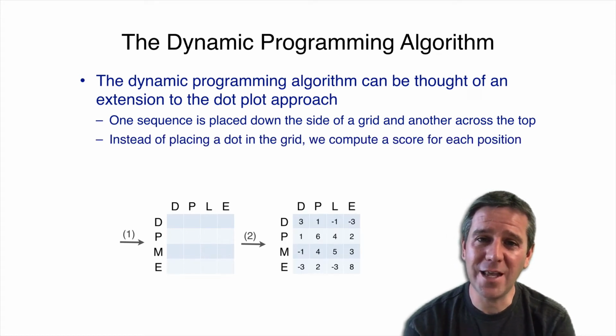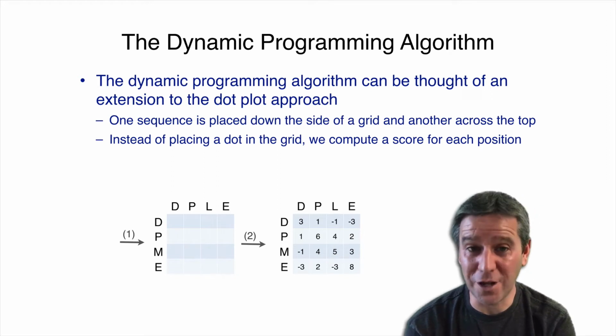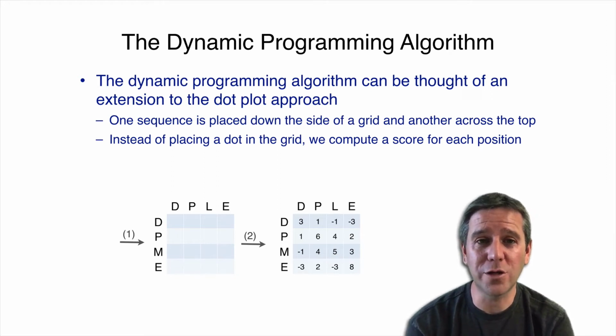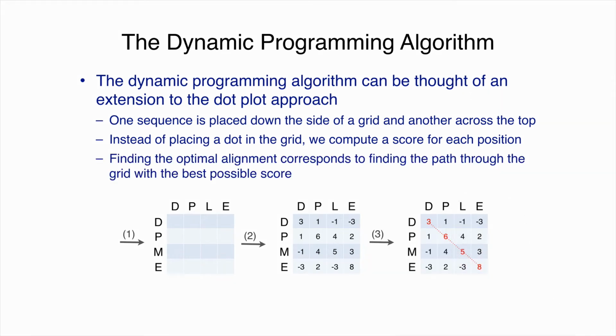And now, instead of placing a dot, as we would in the dot plot approach, inside our grid where the characters match, what we're going to do is compute a score for each cell in our little table, or for each positional correspondence. And then in our final step, we're going to go through and look at those numbers and find the path through that little alignment matrix that gives the best possible score. That's our third step in this dynamic programming approach, in this overview.